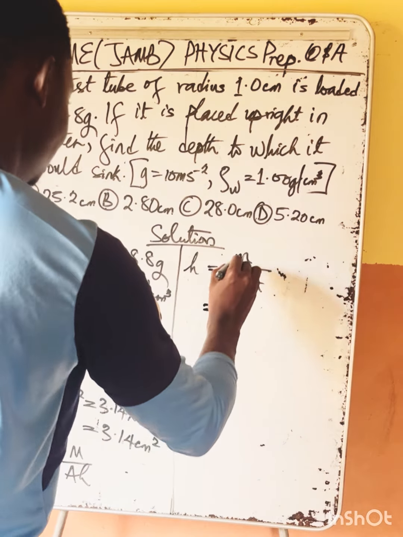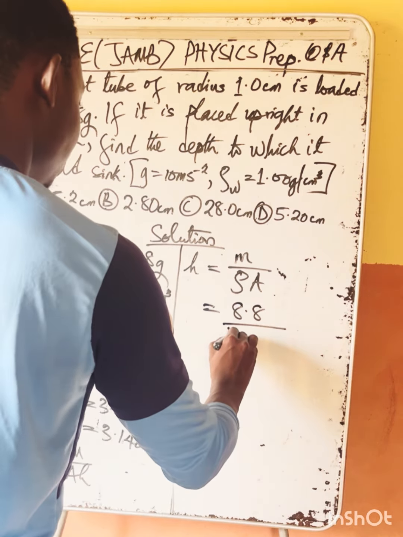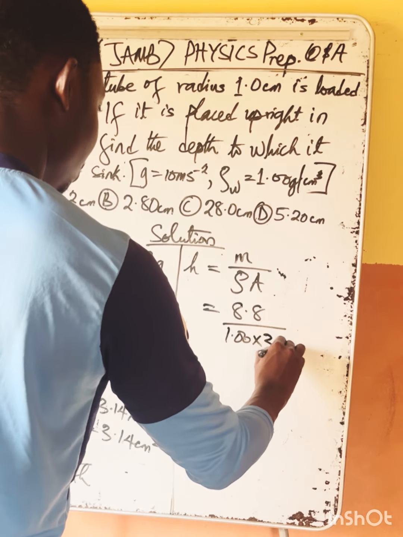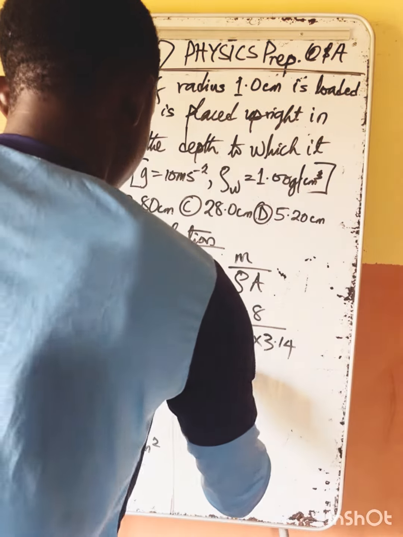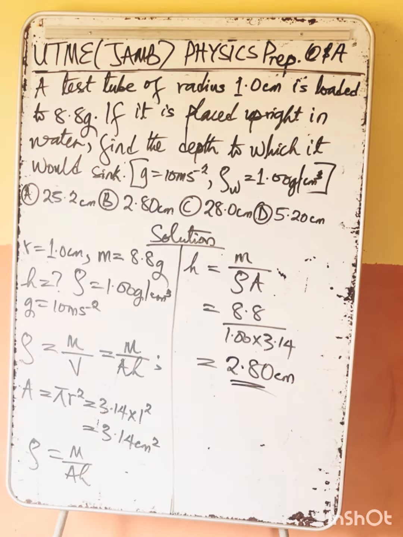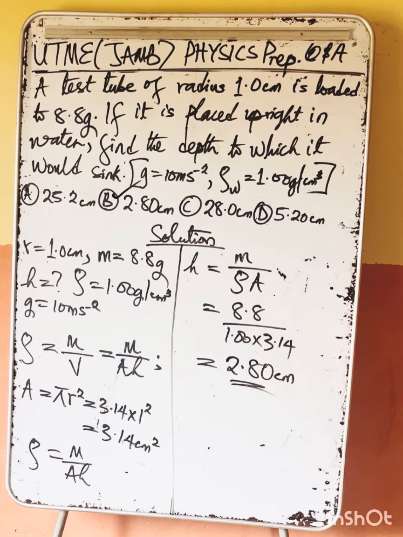So if we begin to substitute, mass is 8.8 over, the density is 1.00 times, the area is 3.14. If we work on this quickly, our final answer will be 2.80 centimeters, and 2.80 centimeters is option B. It is this simple to handle only if you know what to do.